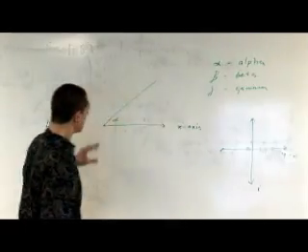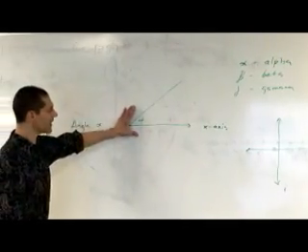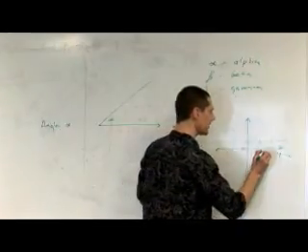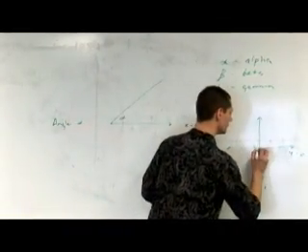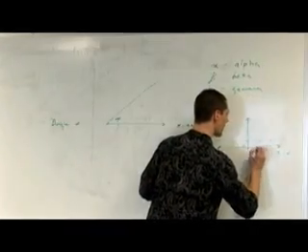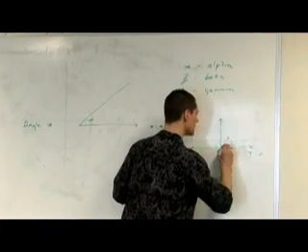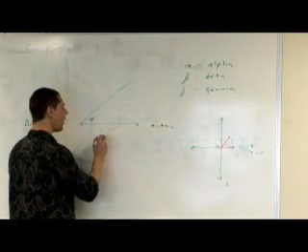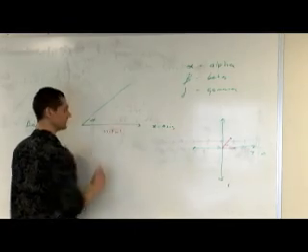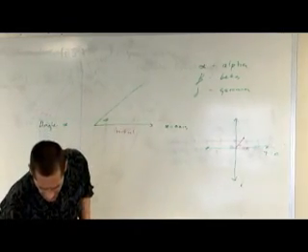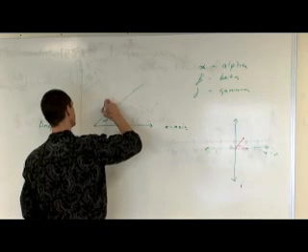So what we're doing is taking this angle and superimposing it on here. This is where we're going to do our analysis from. This is alpha. This is called the initial side. And this is called the terminal side.